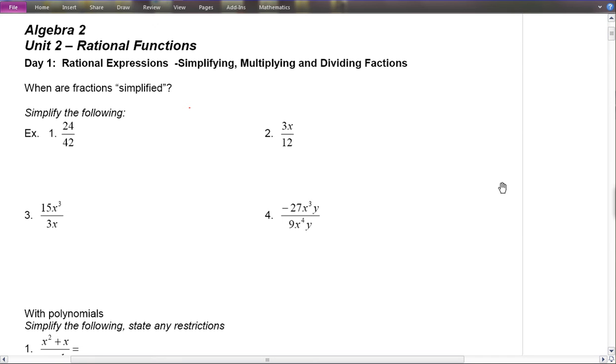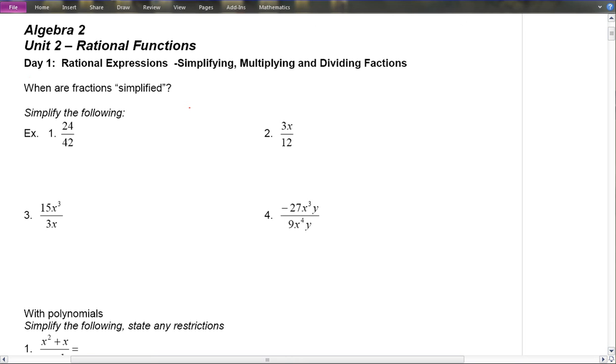What we're doing is starting off a short unit on something called rational functions. Rational functions are just like those polynomials, so x squared, x plus 3, stuff like that, but in a fraction. When we're doing this, we first have to think about something that's going to show up in a lot of instructions, and that's the word "simplified."